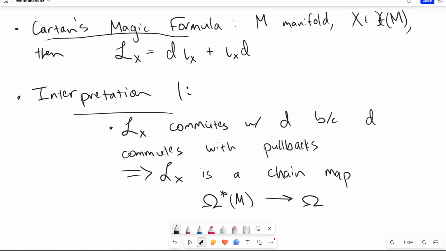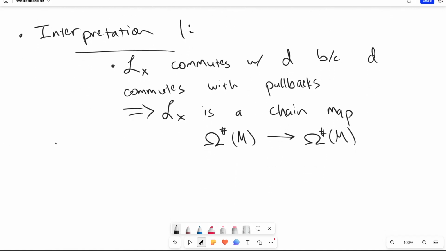Maybe I should use a hash for my notation. Omega hash of M to omega hash of M, where I probably should have written this earlier. Omega hash denotes the whole chain complex, or cochain complex corresponding, the de Rham cochain complex.